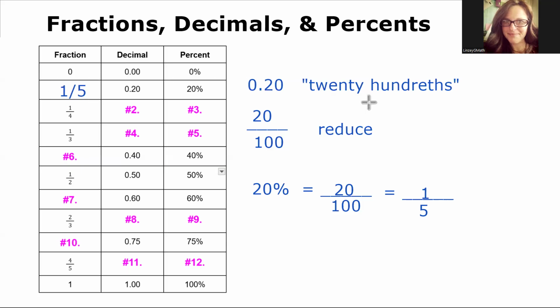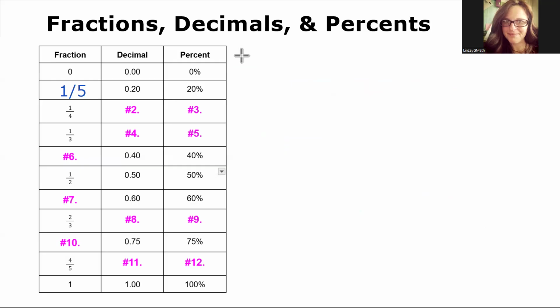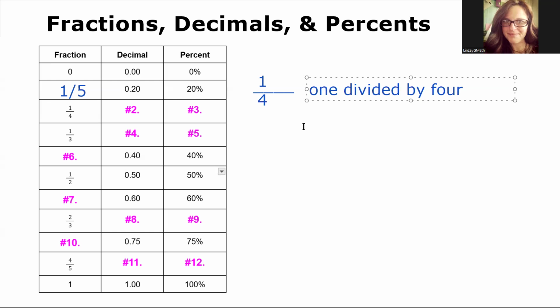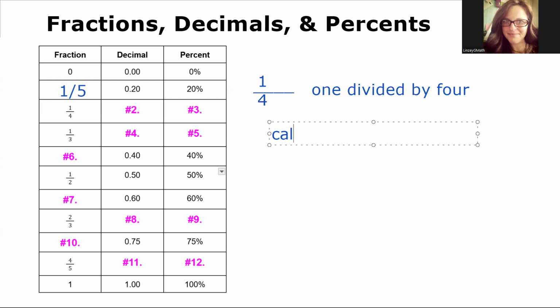Number 2, we've got 1/4 as the fraction, and we want to change 1/4 into a decimal. 1/4 as a fraction actually means 1 divided by 4. So you could put this in the calculator if you're allowed to use a calculator, 1 divided by 4.